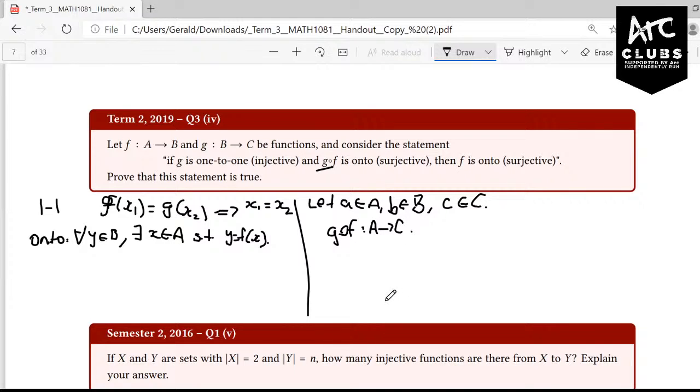Okay, so from here, we know that because G of f is onto, then for all elements in C, there exists an element a in A such that G of f of a equals c, right? That's just by our definition of onto.